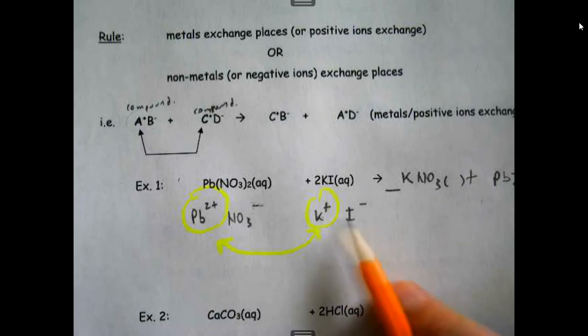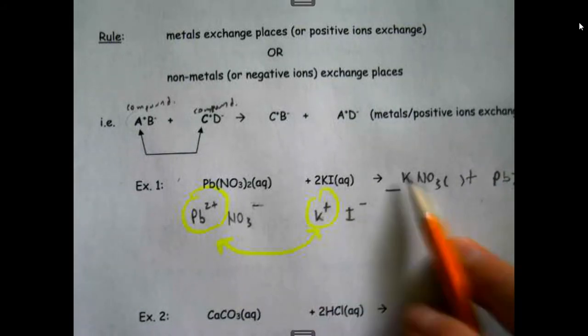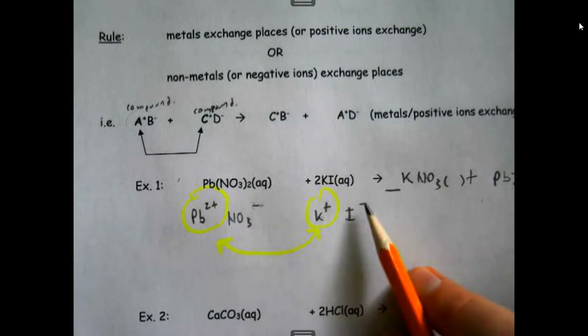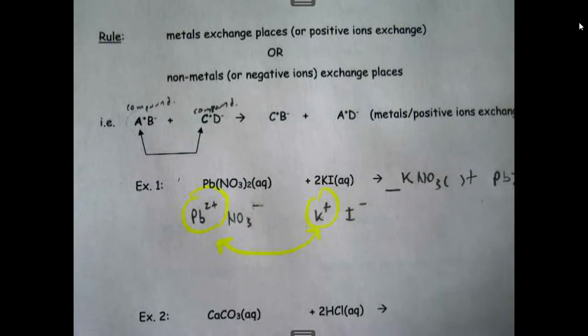Okay. So these are equal in their charges. So I know that's a 1-to-1 ratio. These ones are 2-to-1. This is a smaller charge than this one. I'll need 2 of those to balance that. So I know that I need 2 of those.